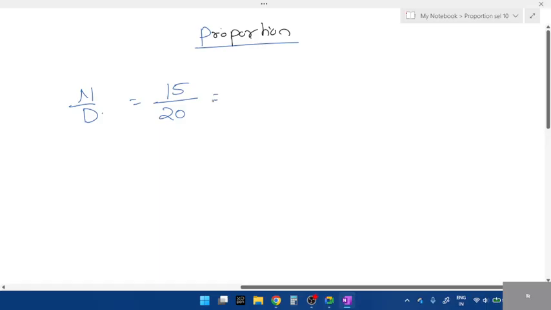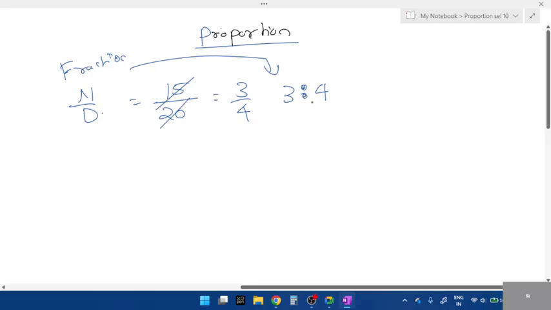What's the actual ratio, students? After reducing, what do you get? Yeah, 3 by 4, and you have to write it as 3 is to 4. So first thing, fraction, which you learned in your 6th or 7th standard. After that, you get ratio. This is how you represent it. Now 3 is to 4 is 15 divided by 20. And I'll take another value.